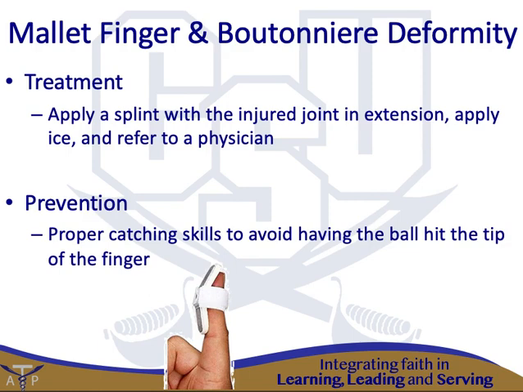Treatment for these two deformities, we can apply a splint in which the injured joint is splinted in extension so that the tendon can rest and have decreased pain, as well as apply ice and refer to a physician to make sure there's no avulsion or other type of fracture in the area. For prevention, we need to be careful when catching equipment and use proper catching skills to make sure that we don't have these occur to the joints of the finger.